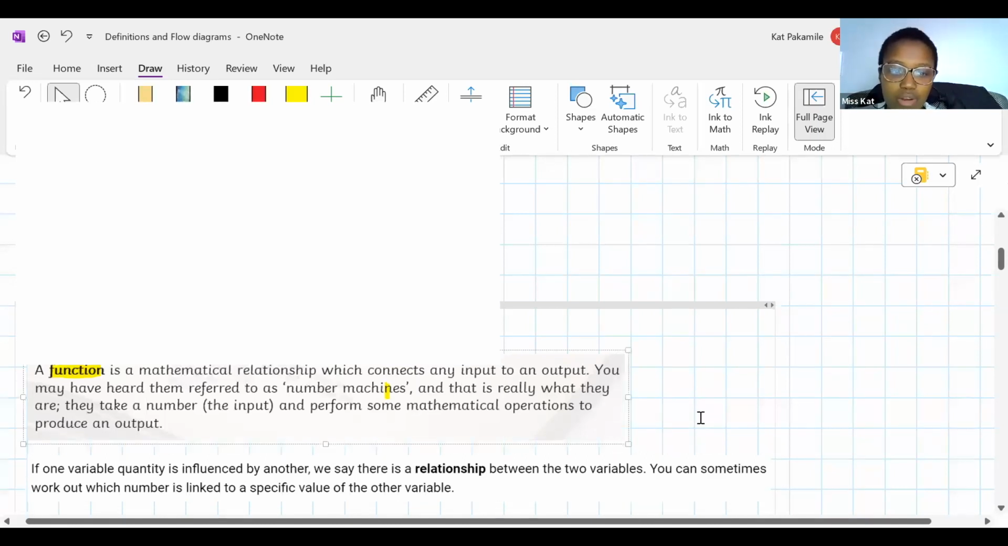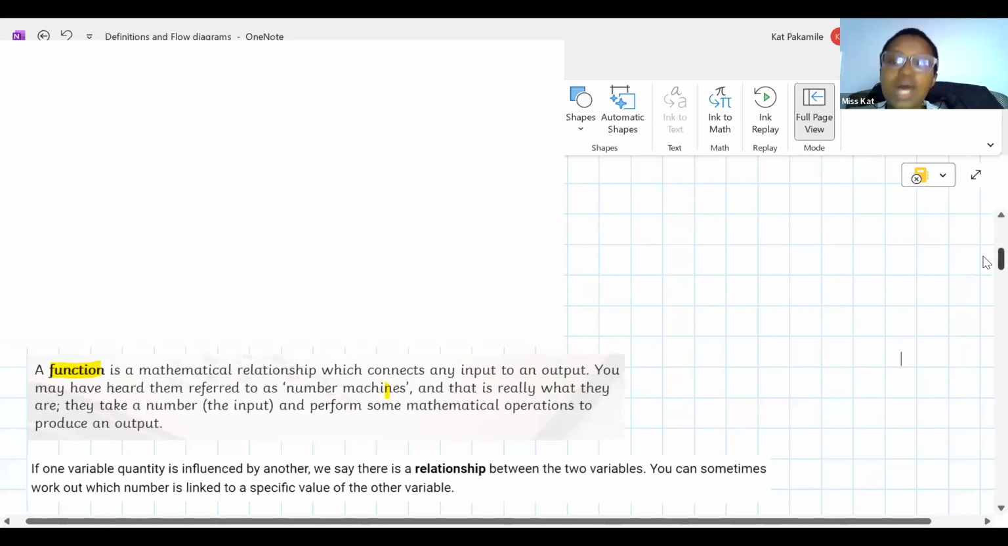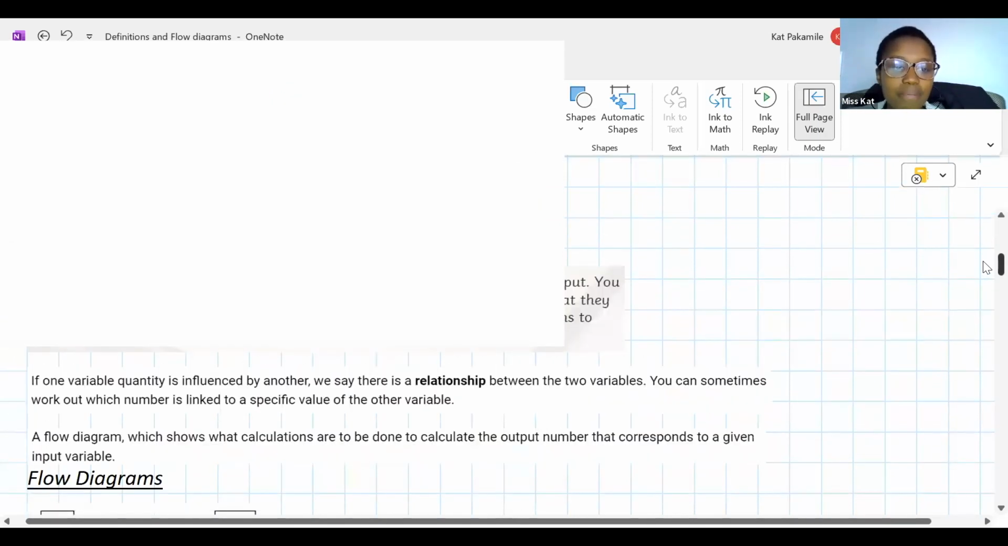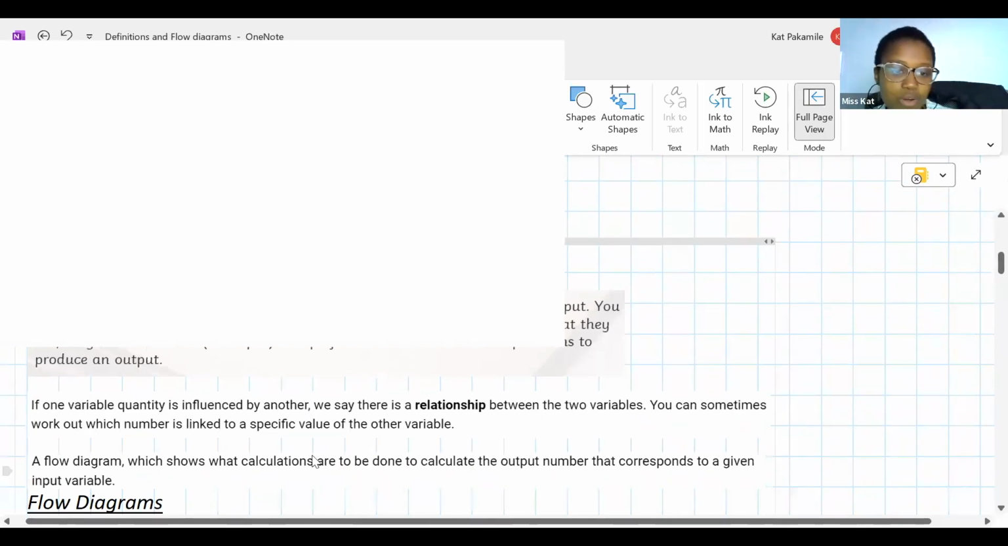Okay, and then, if one variable is influenced by another, we say there is a relationship between these two variables. So you can sometimes work out which number is linked to a specific value based on your formula. So we're going to work with formulae as well and see if we can find which variables relate to one another. Okay, and our last one is a flow diagram shows what calculations are to be done to the input number to produce your output, which is what we're doing today.